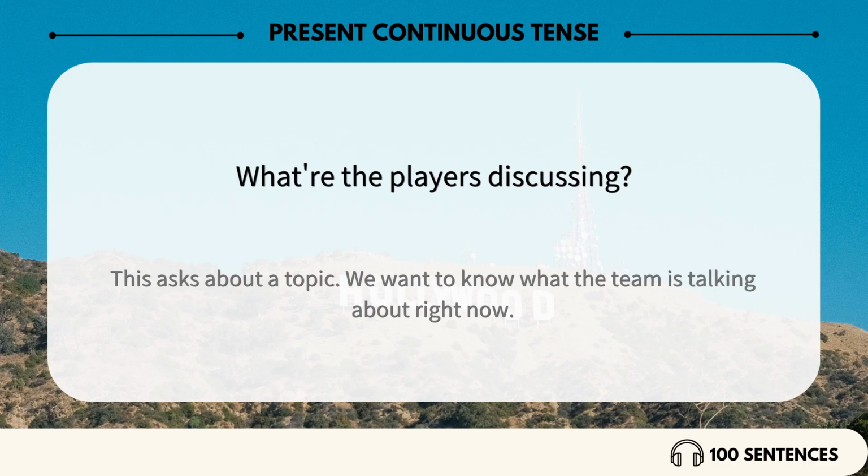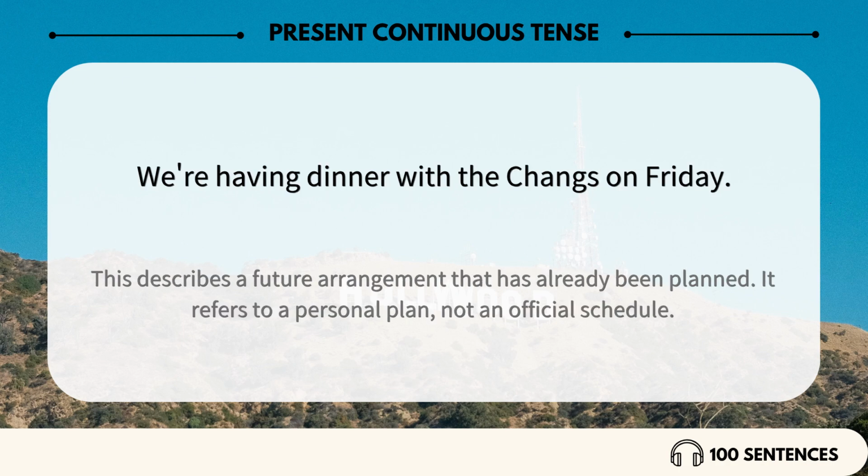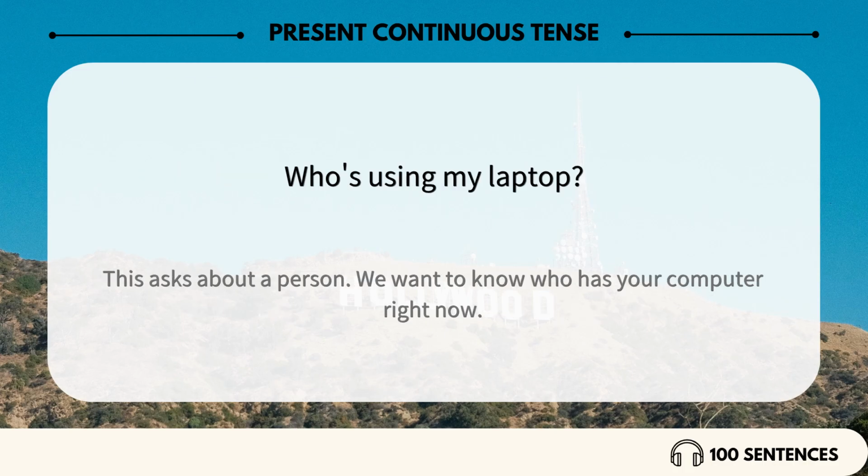What are the players discussing? This asks about a topic. We want to know what the team is talking about right now. We're having dinner with the Changs on Friday. This describes a future arrangement that has already been planned. It refers to a personal plan, not an official schedule. Who's using my laptop? This asks about a person. We want to know who has your computer right now.